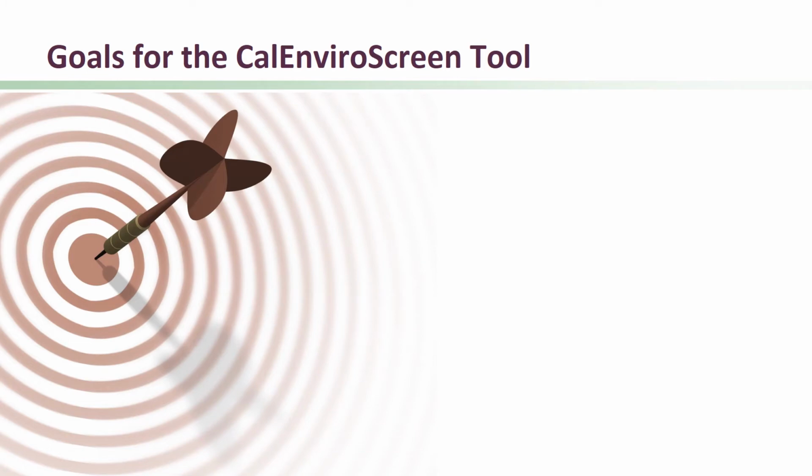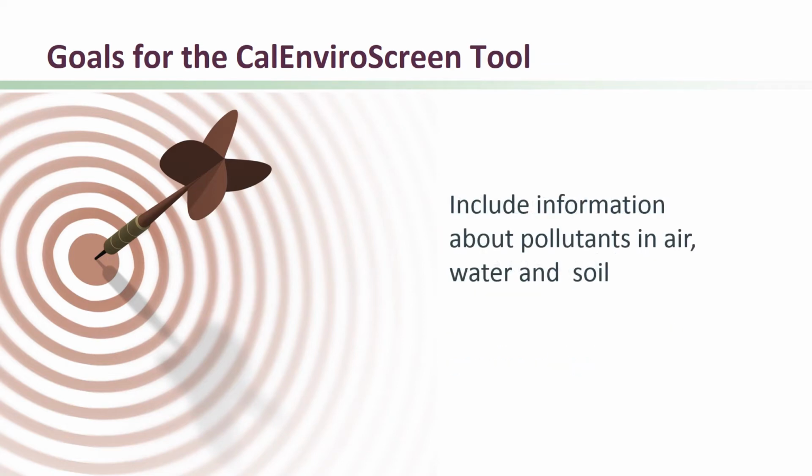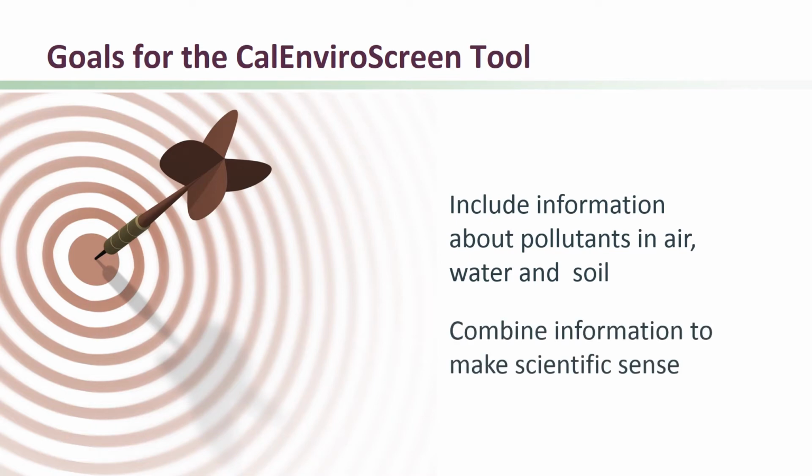CalEnviroScreen was created with certain goals in mind. First, the tool needed to be relatively simple so that the results would be understandable. The model was based on geography, which allows you to look at results on a map and compare communities. The model also needed to include information about pollutants in air, water, and soil. And once all the information was collected, it needed to be combined in a way that made scientific sense.